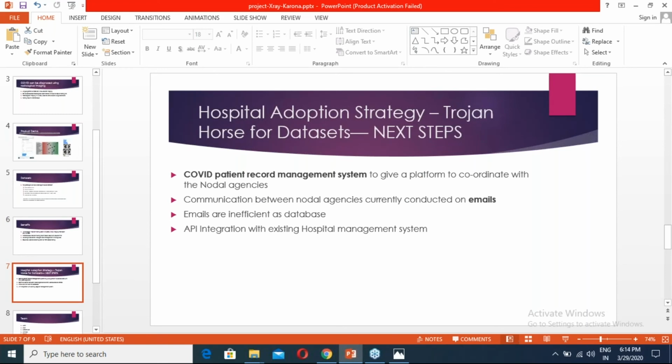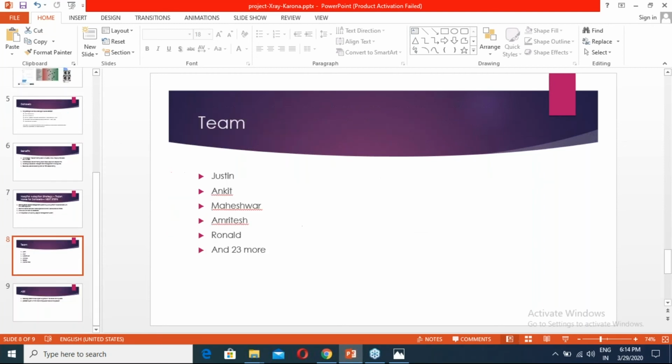Our next steps are basically a hospital adoption strategy. We want to develop a COVID patient record management system to give hospitals a platform to coordinate with the nodal agencies. Currently, communication is done through emails, which are an inefficient database. We also plan to integrate with existing hospital management systems through APIs.